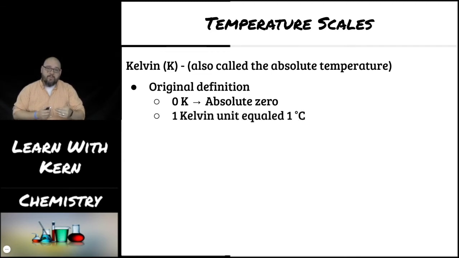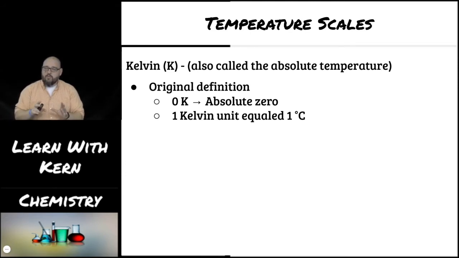But what they did when they set it up, they basically just moved where zero was on the Celsius scale and said that the Kelvin zero is going to be the 0 point of our graph, but then it's going to be the same size as the Celsius. So 1 Kelvin is the same as 1 degree Celsius, or a change of 1 Kelvin is the same as a change of 1 degree Celsius. It's the same size degree.